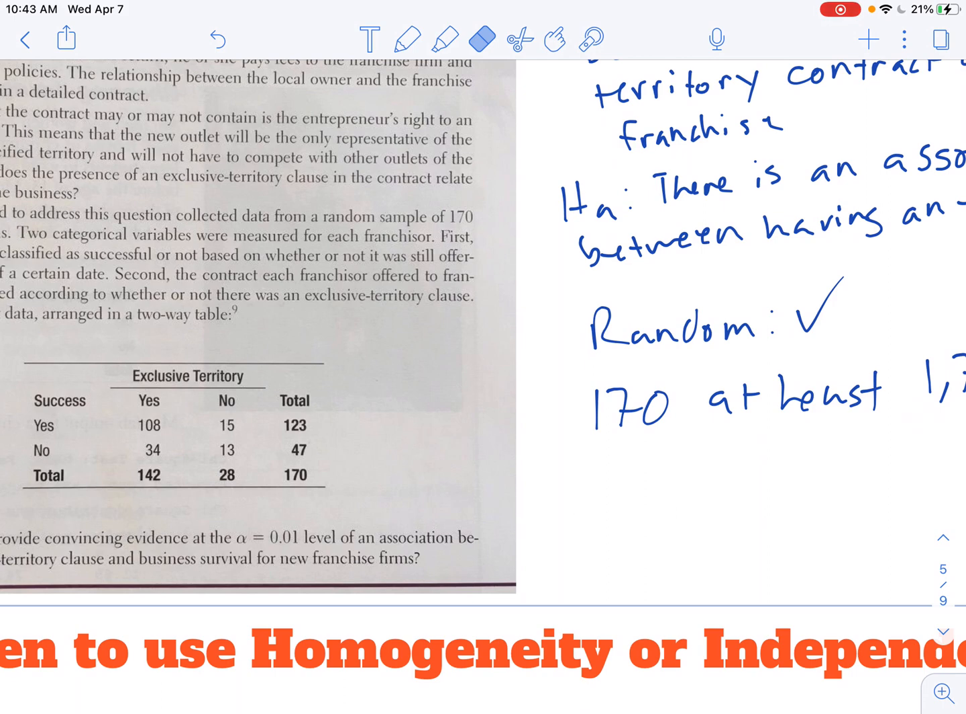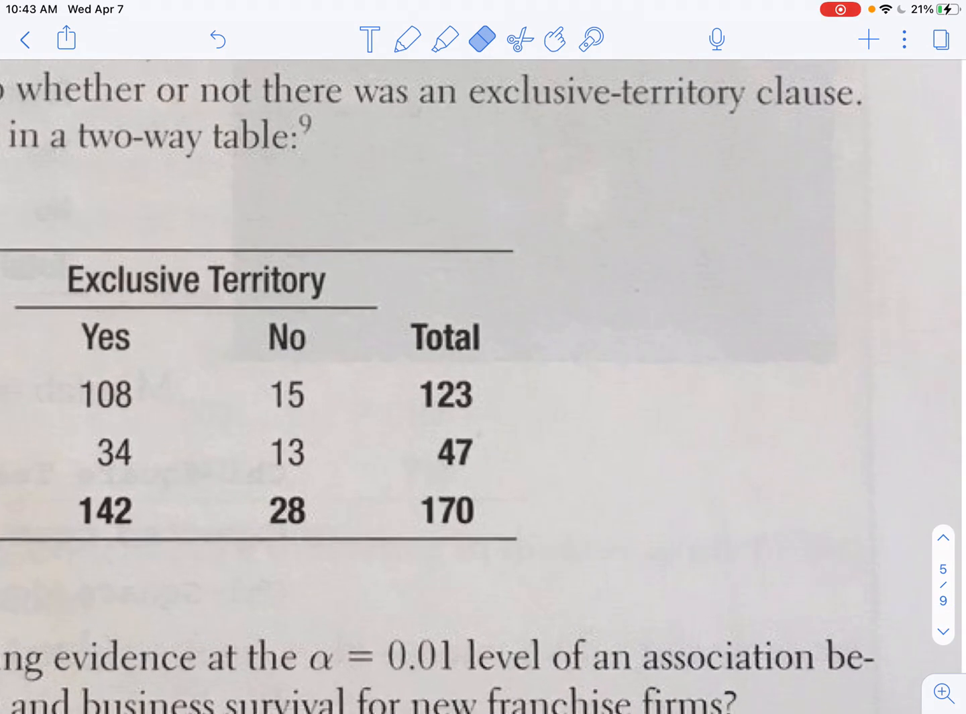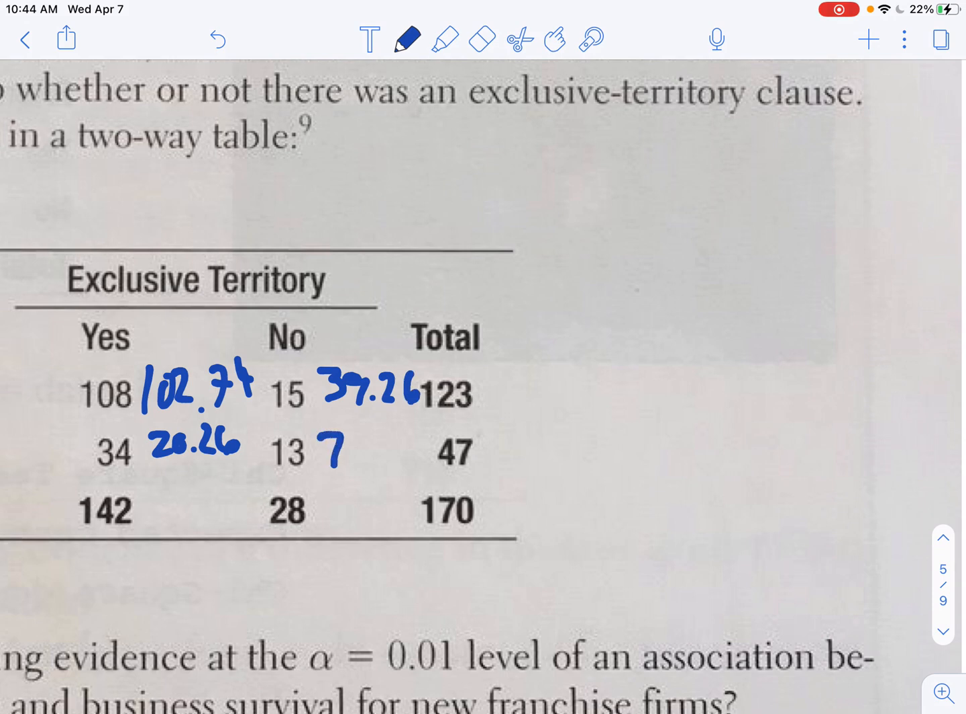When you plug this into your calculator, which is the easiest way to do it as opposed to multiplying and figuring out all your expected counts, it meets the large counts condition because we end up with expected counts that I'm going to put in blue here. This one is 102.74. This one is 20.26. This one is 39.26. And this one is 7.74.